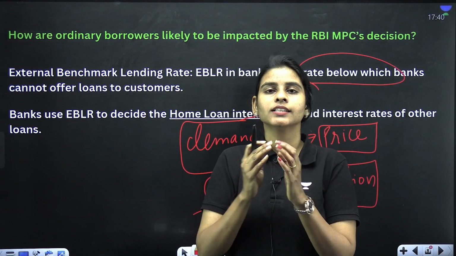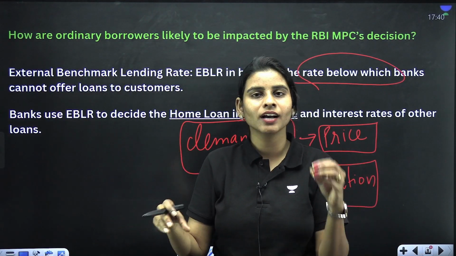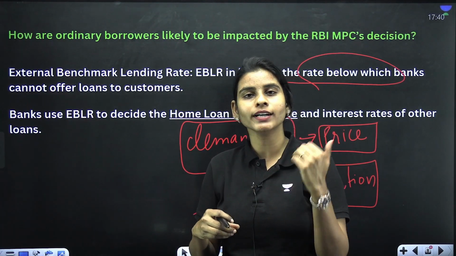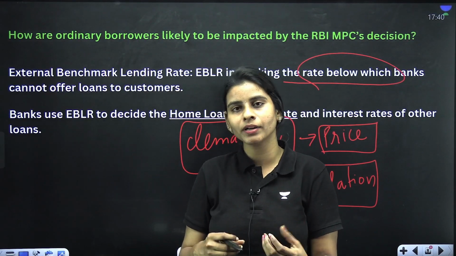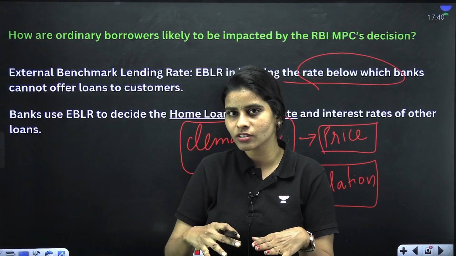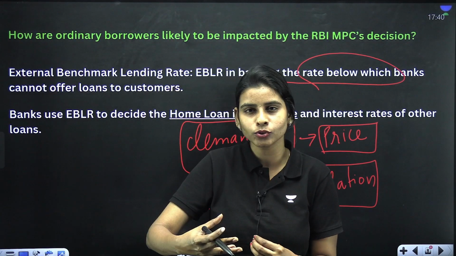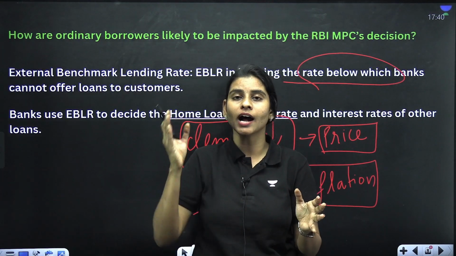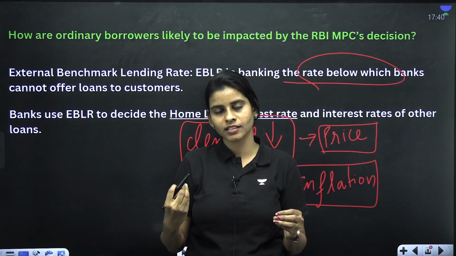So whenever the RBI feels that the inflation is high in the economy, it will not go for decreasing the repo rate, right? So when the repo rate is decreased, what is going to happen? Banks will also decrease the interest rates. Then I will have extra money in my hand so that I can demand some goods and services. That will lead to inflation. So depending upon inflation, RBI will either go for decreasing the interest rate or increasing the interest rate.